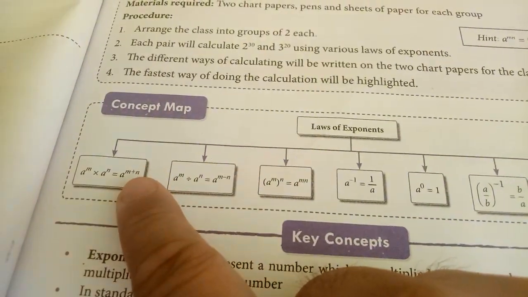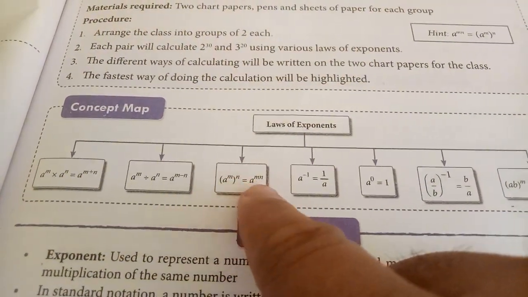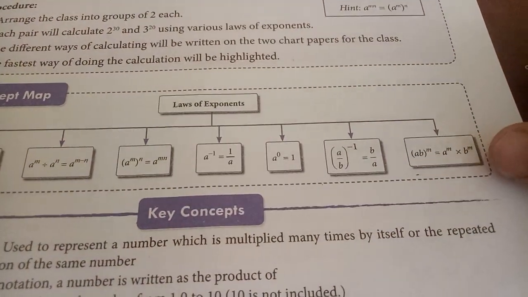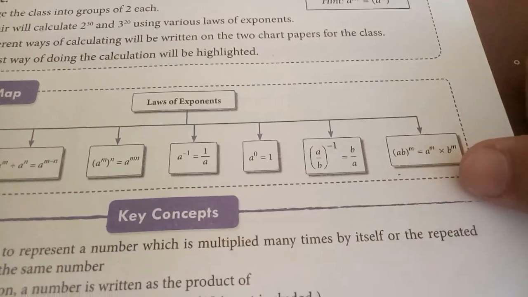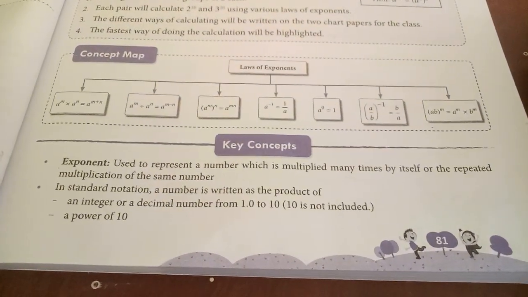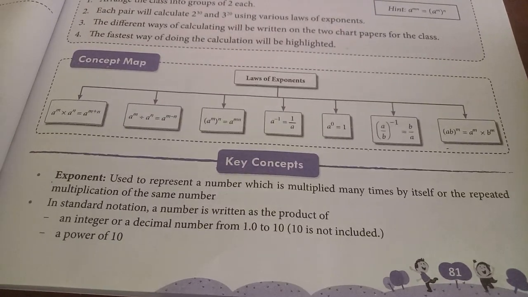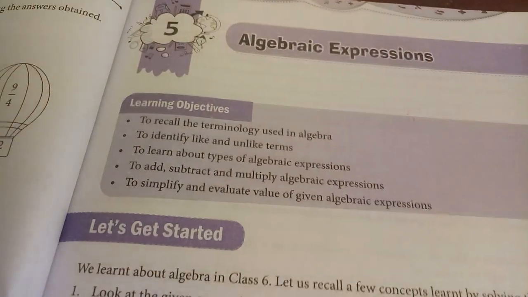Chapter 4: Exponents and Powers. Laws of exponents: when multiplying, add the powers; when dividing, subtract the powers. a power minus 1 is equal to 1 upon a. Any number to the power 0 is 1. For a upon b, the power applies to both numerator and denominator. Numbers with the same power but different bases: a power m multiplied by b power m. An exponent represents a number multiplied by itself repeatedly: the number is the base, and there is a power.